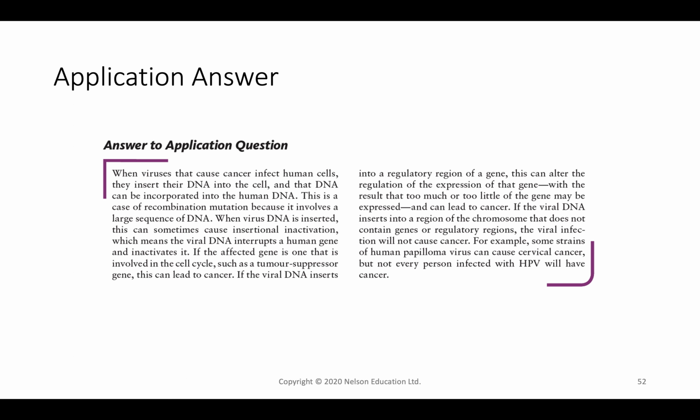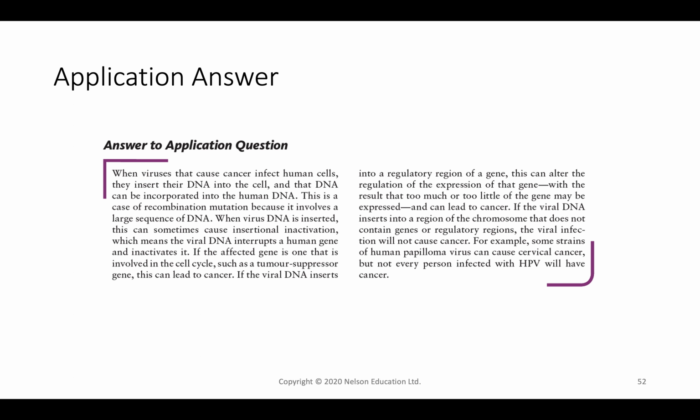Okay, so this here is the answer to the application question. When viruses that cause cancer infect human cells, they insert their DNA into the cell, and that DNA can be incorporated into the human DNA. So this is how recombinant mutations happen, because it involves a large sequence of DNA. When the virus DNA is inserted, this can sometimes cause insertional inactivation, which means the viral DNA interrupts a human gene and inactivates it. If the affected gene is one that is involved in the cell cycle, such as a tumor suppressor gene, this can lead to cancer.